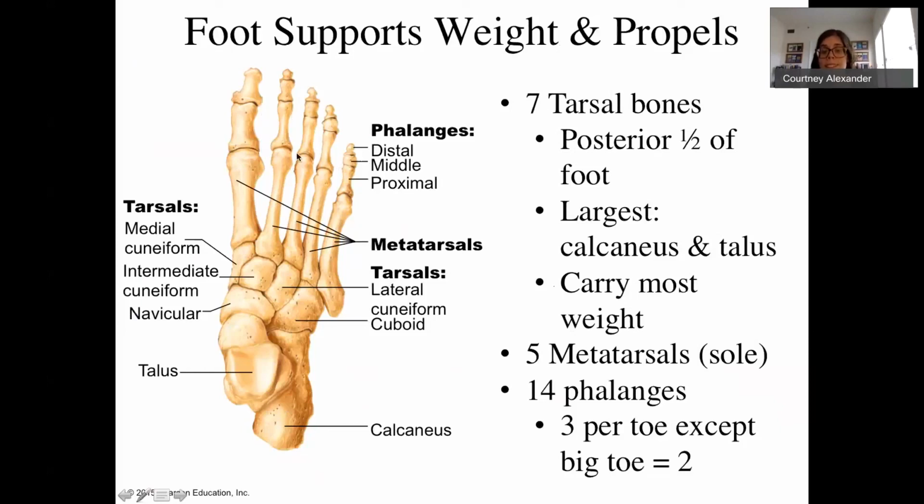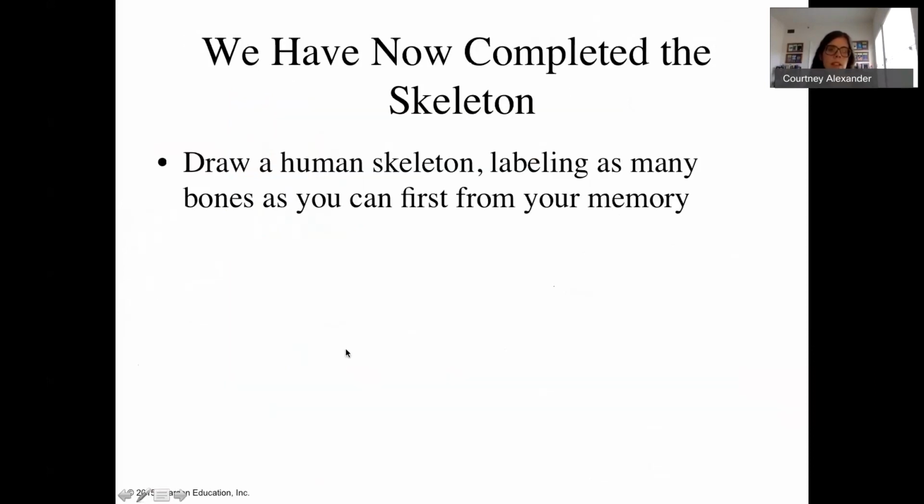Now, while I will ask that you memorize the carpals in our hands, I'm not going to ask you to memorize the tarsals, except for the talus and the calcaneus. These other tarsals, you do not need to know. We have now completed our skeleton. In the next video, we'll talk about the joints, and we'll end with a quick conversation about developmental aspects.